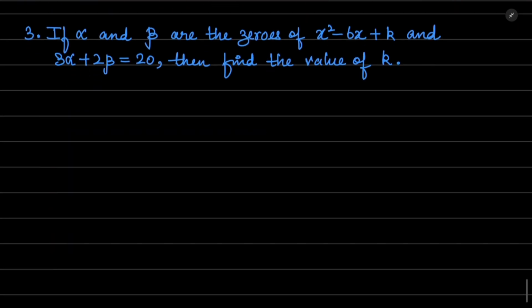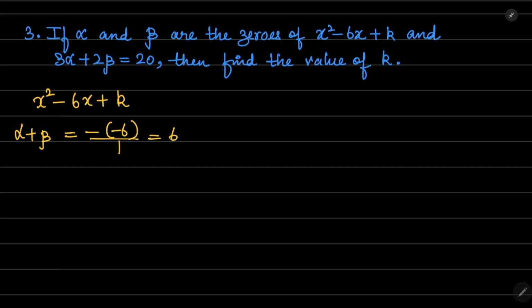If alpha and beta are the zeros of this polynomial, and you're also given one other piece of information, that 3 alpha plus 2 beta is equal to 20, find the value of k. So as I told you, the minute you have your polynomial x square minus 6x plus k, find the sum of the zeros. Alpha plus beta equal to minus of minus 6 by 1, which is equal to 6. What is alpha beta? k by 1, which is k. Right? You are also given something more. For the given polynomial, you have found out the sum and the product of the zeros.